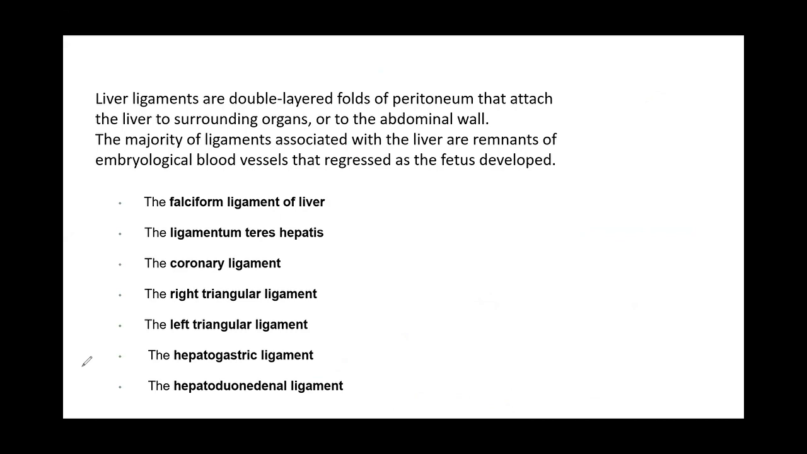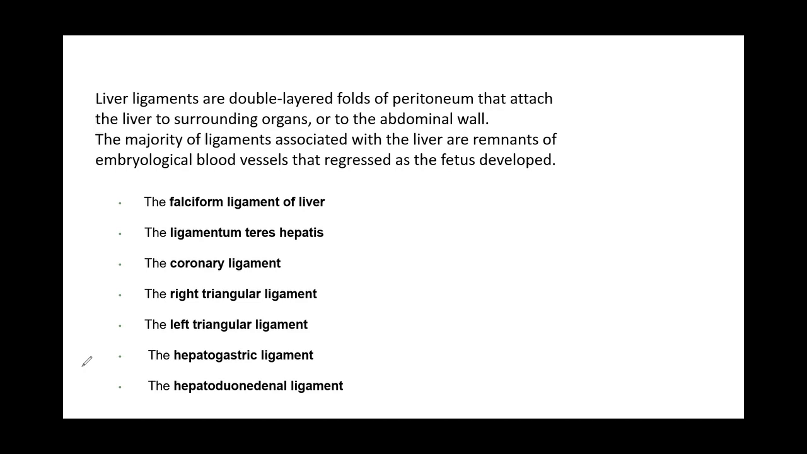Liver ligaments are double-layered folds of peritoneum that attach the liver to surrounding organs under the abdominal wall. The majority of the ligaments associated with the liver are remnants of embryological blood vessels that regressed as the fetus developed.